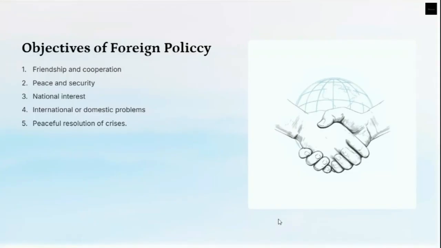So what are the objectives of foreign policies? Friendship and cooperation. That's one thing foreign policies promote. If there's no friendship between two countries, there's no way they can cooperate or interact. Yes, we have Gaza fighting Israel or Iraq fighting Israel today. There's no interaction. If they want to get something from each other, there's no way, because there's no peace, no cooperation, no friendship. So one objective of foreign policies is friendship and cooperation. When there is friendship and cooperation, you're able to interact peacefully.